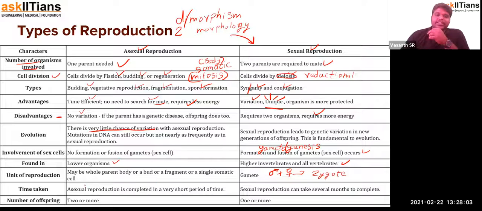So the next thing is time taken. The time taken for asexual reproduction is very short. Can you believe a bacteria can actually reproduce in 20 minutes? Yes. But what about an elephant?